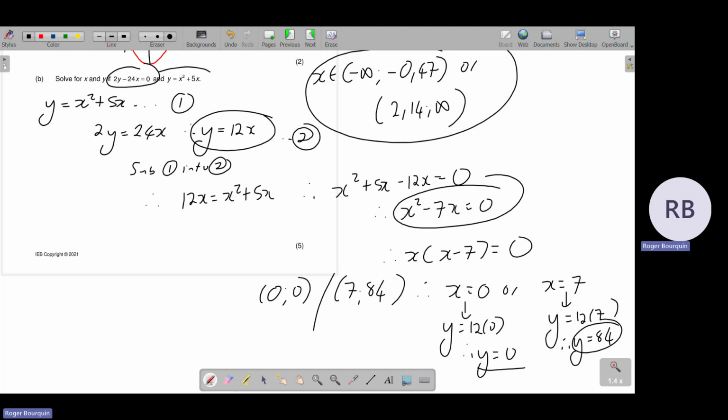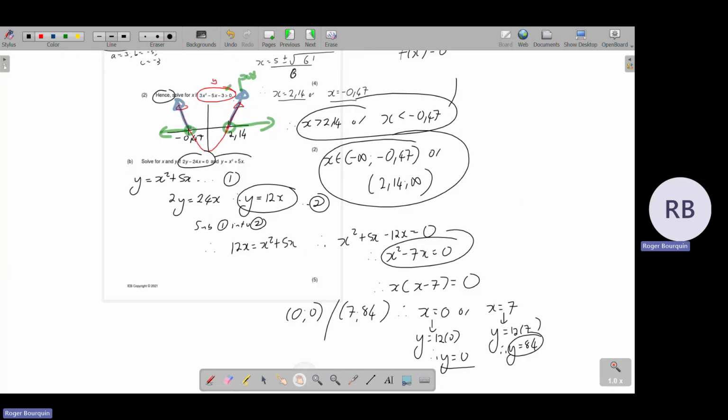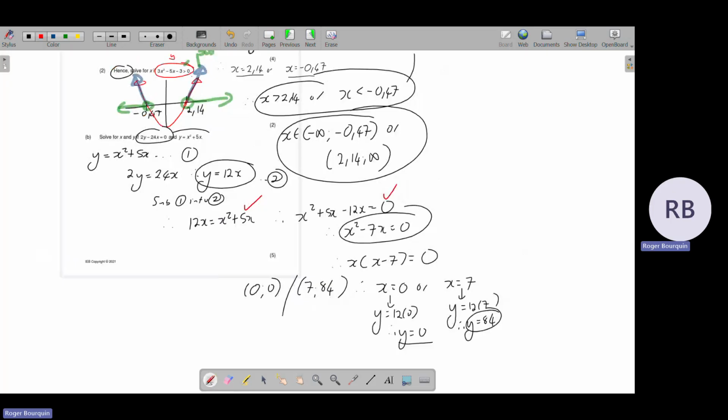Have you put the marks where you... It's difficult to quite say quickly. What's that? 5. Okay, so you definitely get a mark to get to that stage, something like that. But there's a mark for subbing in. There's a mark for getting a quadratic in this. There's a mark for your factorizing, and there's a mark for 2 answers, I would say. 2, 3, 4, 5, something like that.